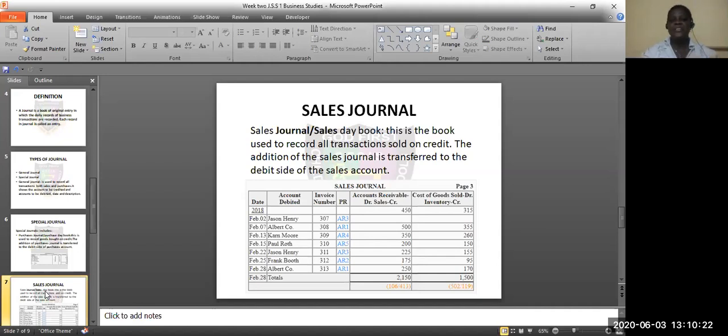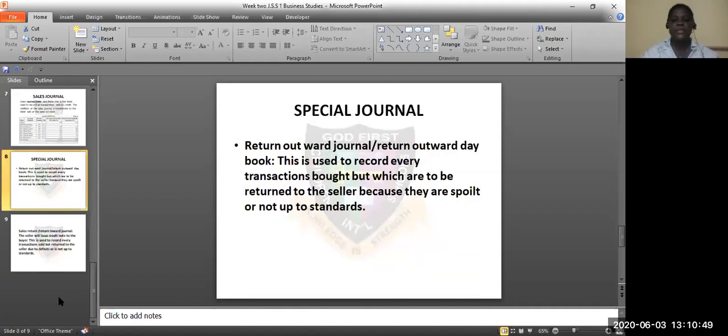You have the addition of all the sales entries, all the sales transactions that you did. You have their recordings in one book, which is called the sales journal. And at the end of the day, you have it together to have it recorded on the debit side of the sales account.